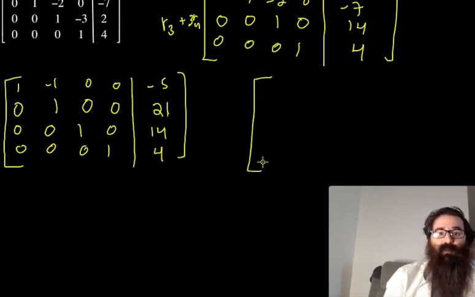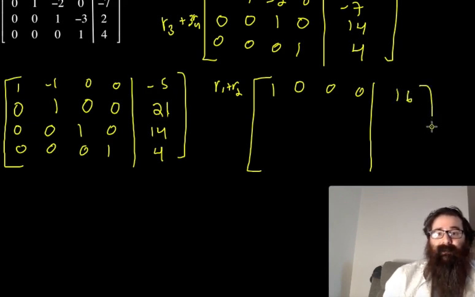So I'm going to do that. I'm going to replace row 1 with row 1 plus row 2. So I get 1 plus 0 gives me 1. Negative 1 plus 1 gives me 0 that I wanted. 0 plus 0 gives me 0, and then again. And then in the augmented entry, negative 5 plus 21 gives me 16. I can go ahead and rewrite the rest of these.